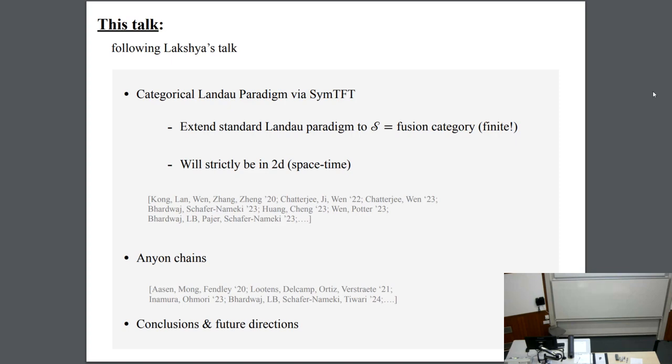And these are some related works. And then I will discuss a lattice construction that involves what are called anyon chains, and then I will conclude.